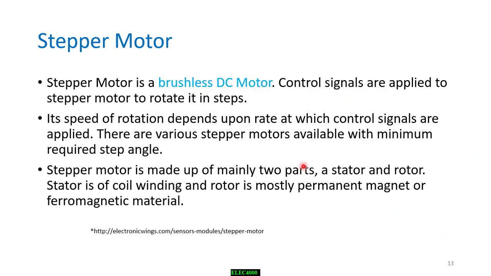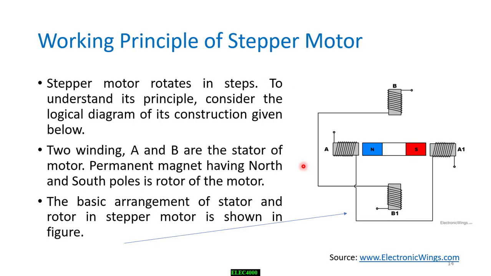So the next type is the stepper motors. Stepper motors are basically brushless DC motors. They turn in particular angles, and they have a lot of applications such as 3D printers.